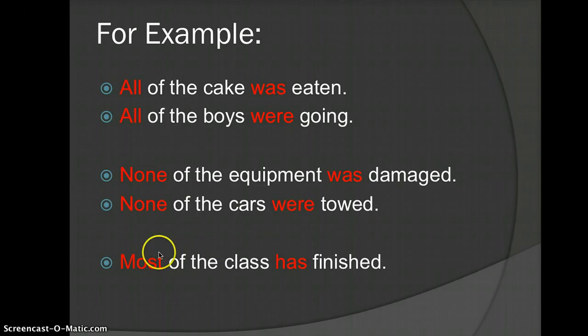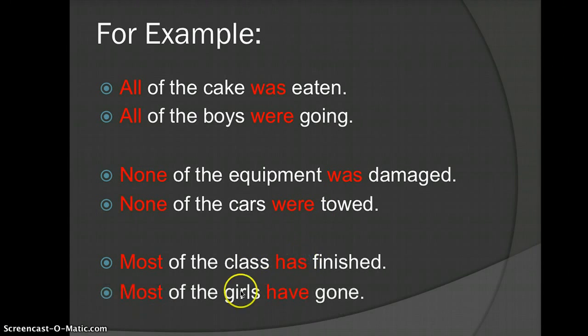Most of the class has finished. In this sentence, most is talking about class, which is one group. So my verb needs an S. Most of the girls have gone. Most is talking about girls, which does have an S, so my verb should be have.